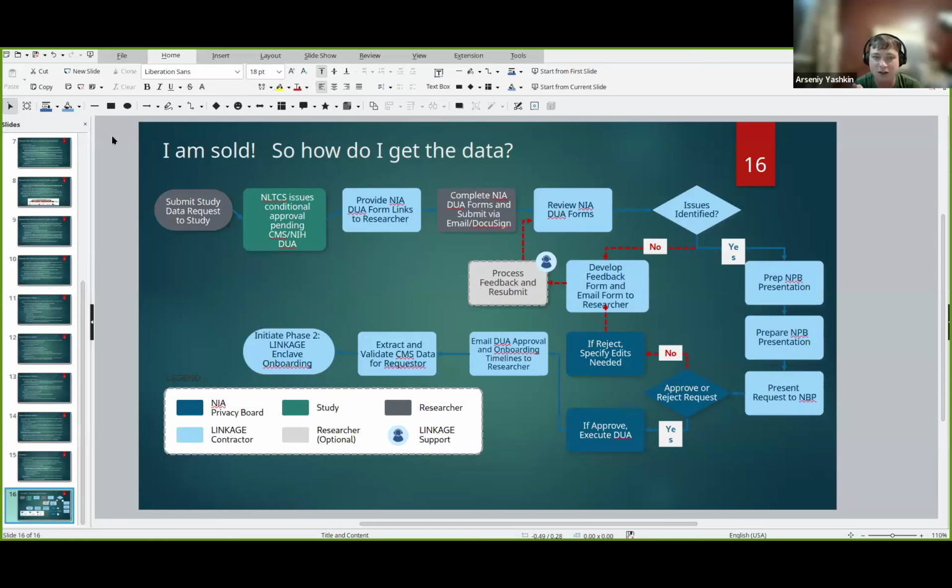So if you got your CMS NIH DOA documentation done right, and the folks at Linkage are okay with what you want to do, just write it out, send it to us, and we won't rubber stamp it. I guarantee that I'll read what you wrote if it's under 100 pages, right? And we'll approve it, and on you'll go into the flowchart.